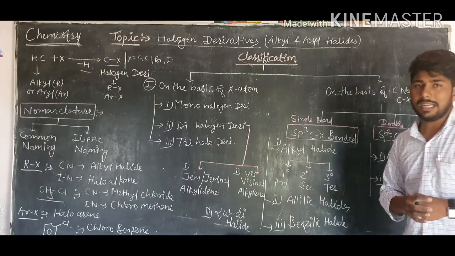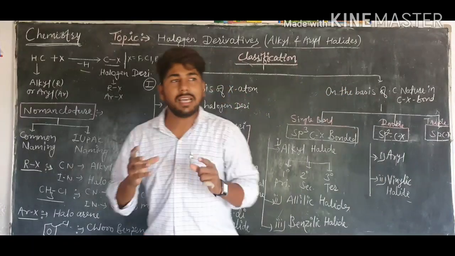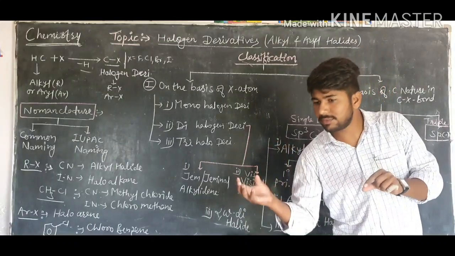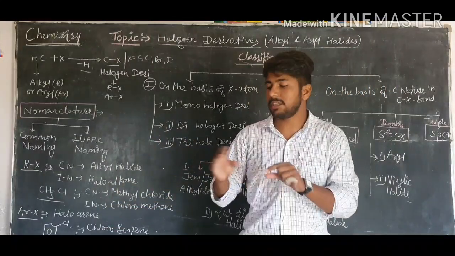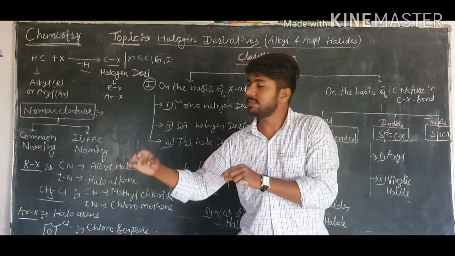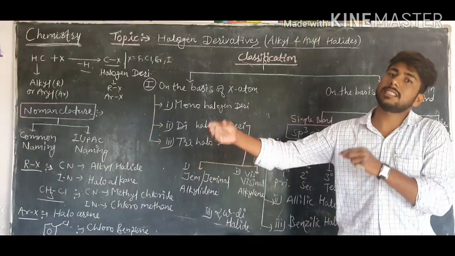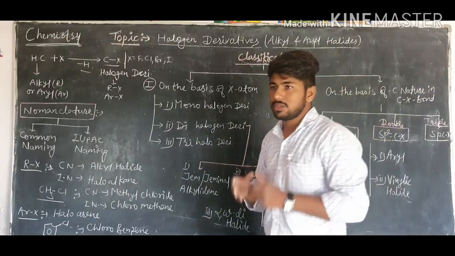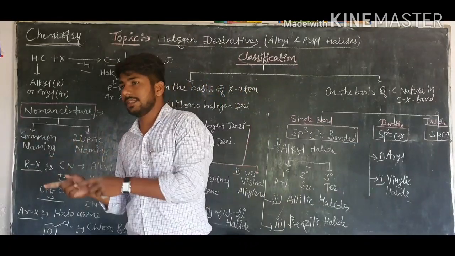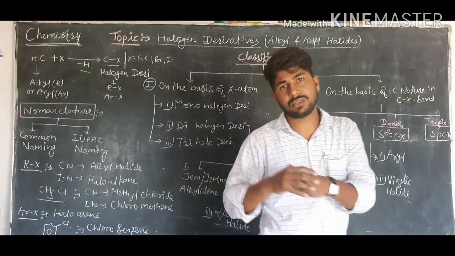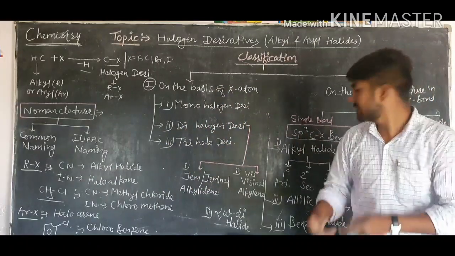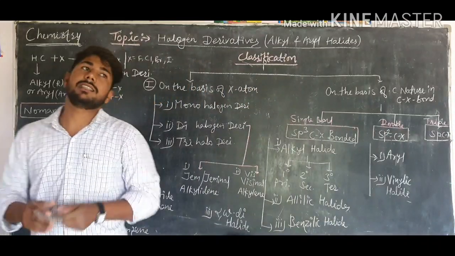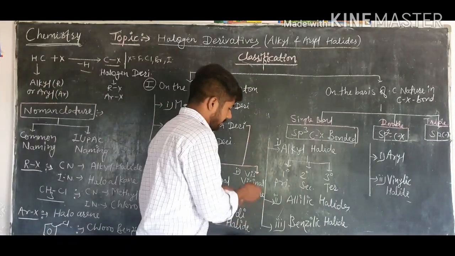The second type is allylic halide. In an allylic halide, a carbon with a double bond to another carbon is attached to a further carbon, and that carbon is attached to the halogen. The halogen-attached carbon is called an allylic halide. The third type is benzylic halide, like this benzylic halide.